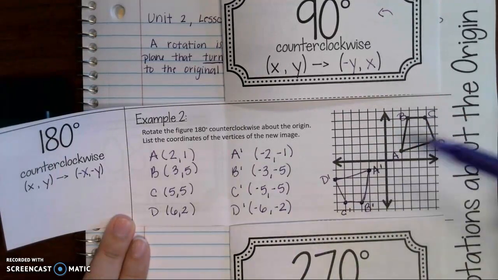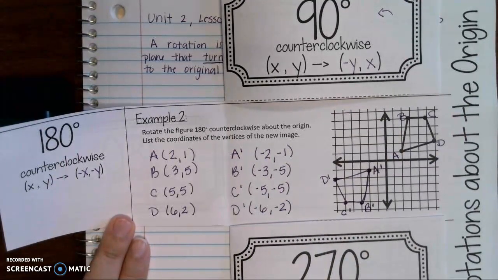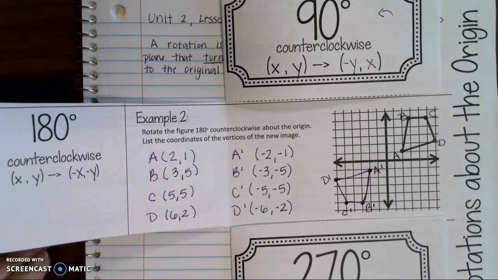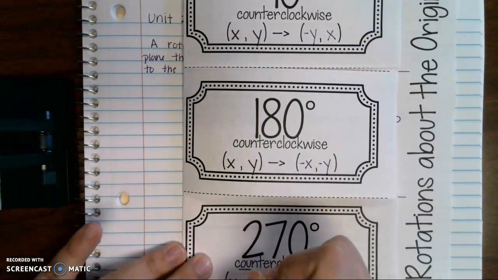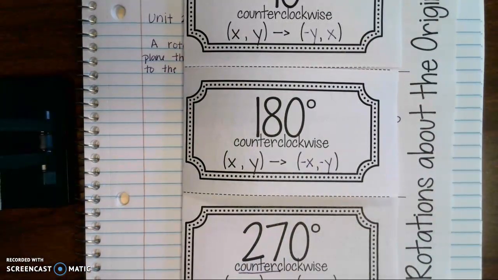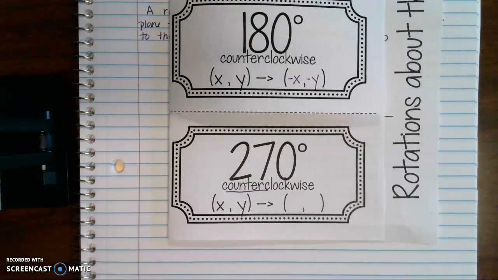And again, my two figures should be congruent. They look the same. They just changed where they're at. Okay? We have one more rotation left, and that's my 270 degrees counterclockwise. Make sure you can see it on the camera.